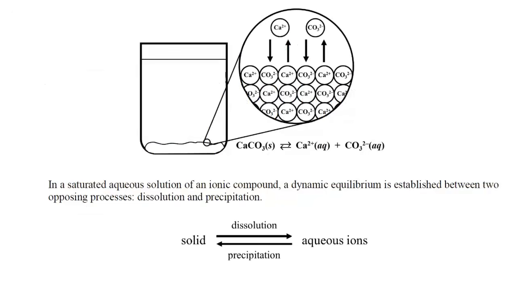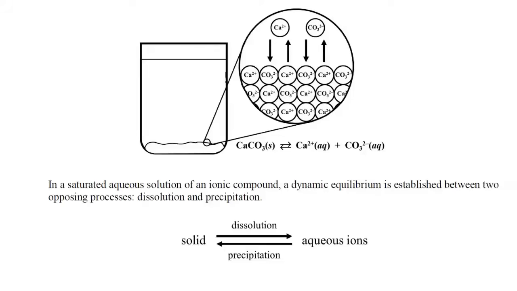On this slide, you can see a zoomed-in view of a beaker that contains calcium carbonate, both in insoluble solid form on the bottom of the beaker and as aqueous ions dissolved in the solution. Looking at this close-up particle view, there are particles of calcium carbonate in the solid form that are entering the solution to form aqueous ions.